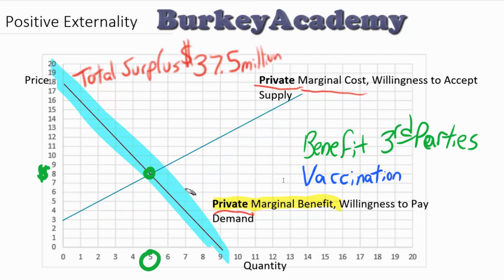Well, the third parties are going to be other people in society, because the people who buy the vaccine are not going to get sick, right? It's impossible to transmit a disease if you didn't get sick. So by getting vaccinated, you benefit not just yourself, you benefit those around you that you're going to come in contact with. So that's an example of a positive externality.